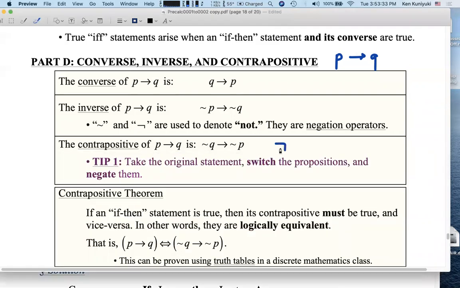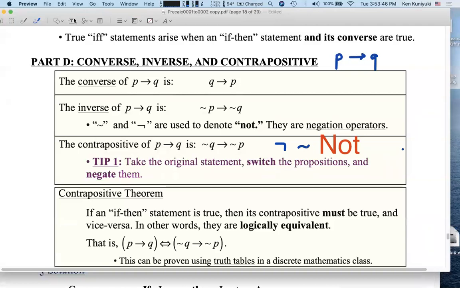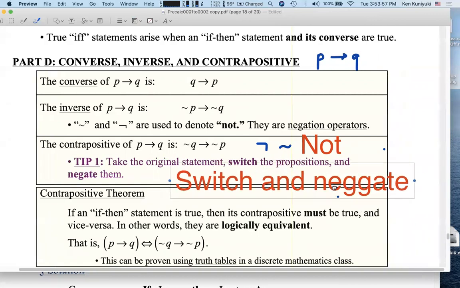This also represents not. This and also that, these represent not. So for the contrapositive, what do you do? You switch and negate the hypothesis and the conclusion. Switch and negate. You switch P and Q and you negate both.